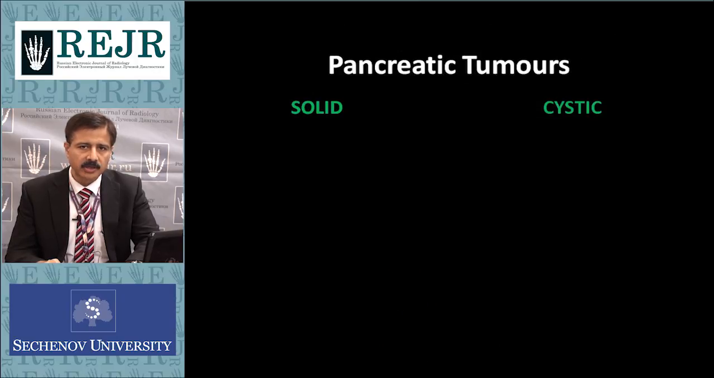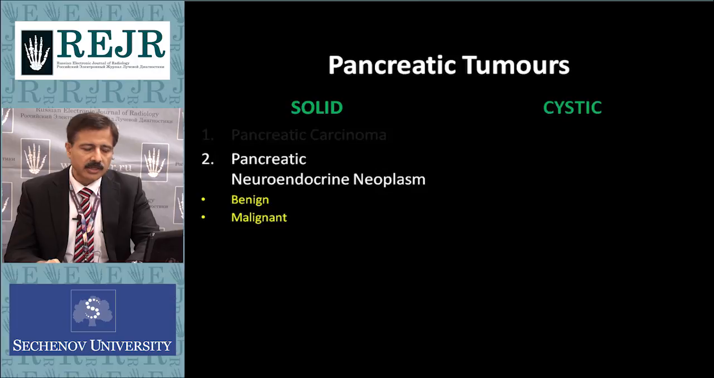Pancreatic tumors can be divided into solid and cystic types, and we can further subdivide them according to their behavior, as in their histology. Can they be benign or malignant? The most common pancreatic tumor is pancreatic carcinoma, which is more than 90% of tumors which we see in clinical practice. Other than that, another solid tumor is pancreatic neuroendocrine neoplasm, which can have benign as well as malignant behavior.